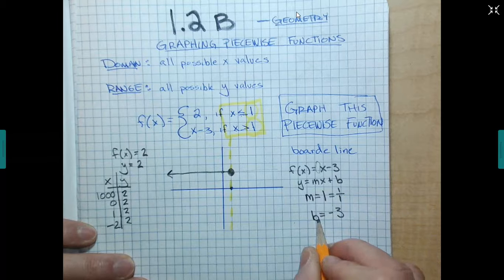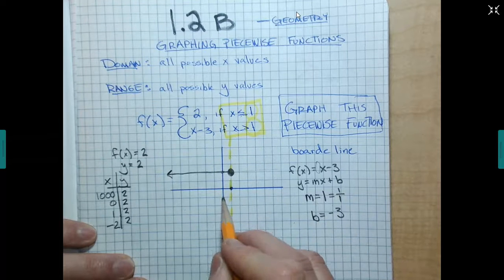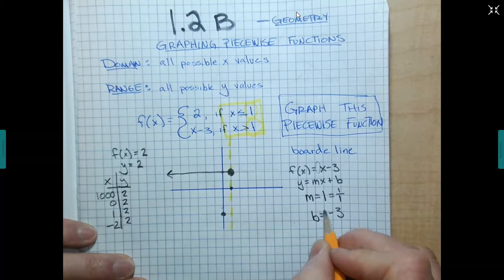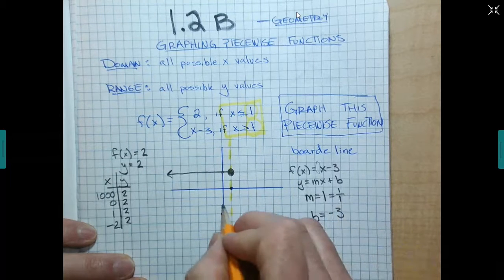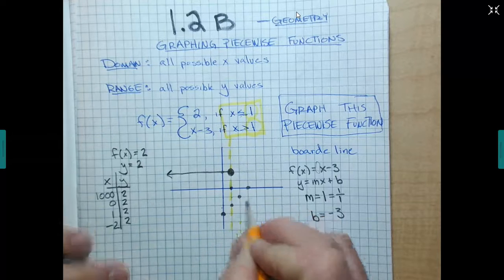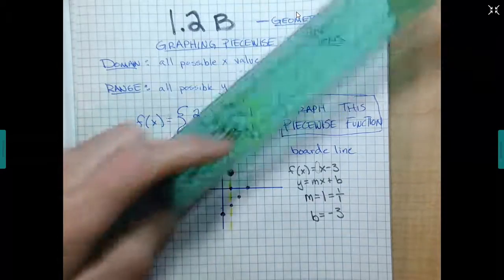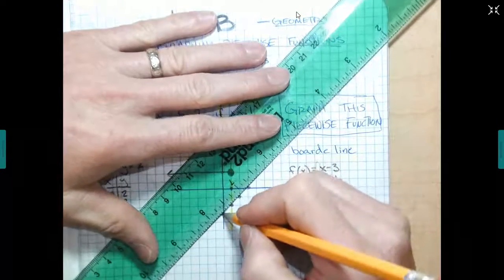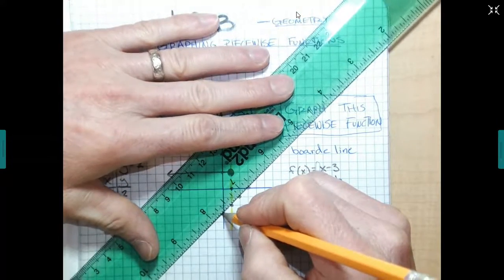So my y-intercept tells me where I start. So negative 1, negative 2, negative 3. So I start right here with my line, and my slope is up 1 over 1, up 1 over 1, up 1 over 1. So that's my slope. So this right here is my line.